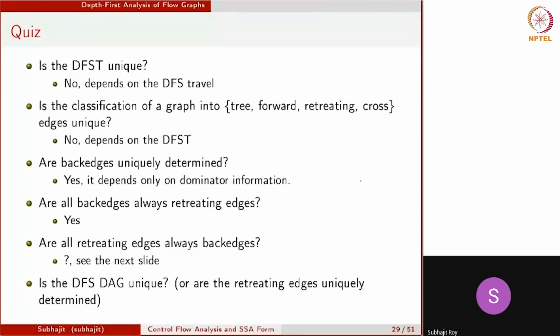And it is not unique. You already showed that, right? Because there was an interchange: you remove the retreating edges to create a DAG, and you already showed that the retreating edges can change. So the DAG has to change.